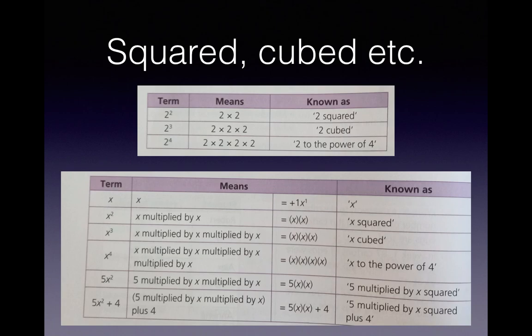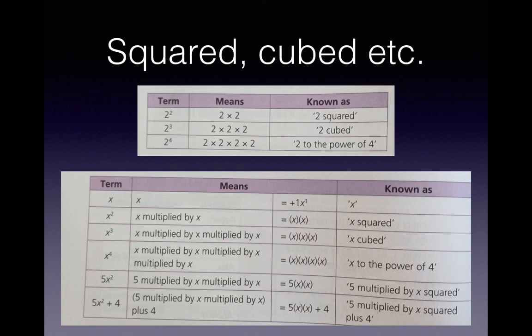5x squared is the next one. It's 5 multiplied by x multiplied by x. Can be written there as 5 open and close bracket x open and close bracket x. The last one, 5x squared plus 4 is how we'd read that. It's 5 multiplied by x squared, and the result of it is 4 is added to it.